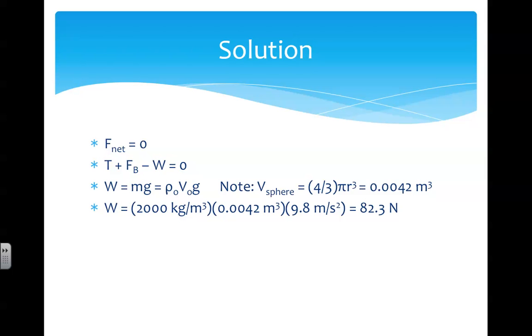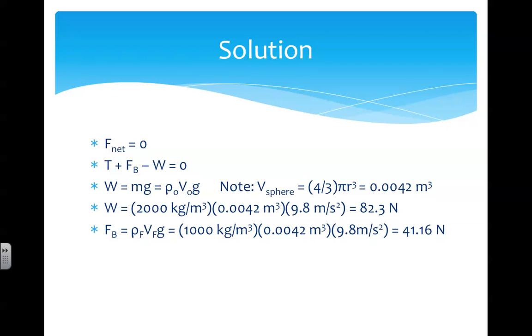The weight of our object equals the density of the object, 2,000 kilograms per meter cubed, times the volume of the object we just found, 0.0042 meters cubed, times g, 9.8 meters per second squared. Weight equals 82.3 newtons.